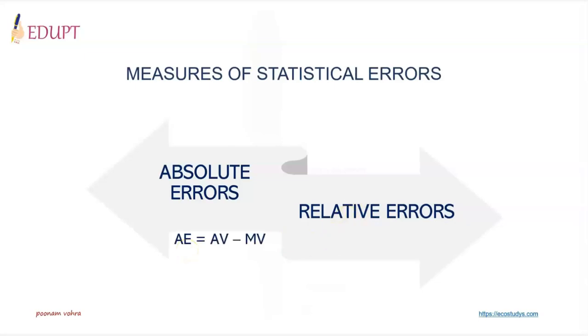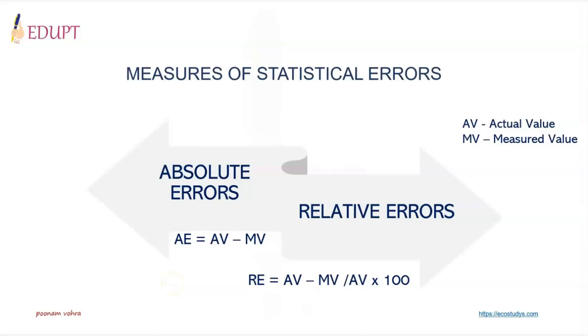So let us see how we find out the absolute error as well as the relative error. Absolute error is AE, which is equal to AV minus MV, where AV is actual value and MV is measured value. Relative error is actual value minus measured value divided by actual value into 100. So let us see how we can do it.